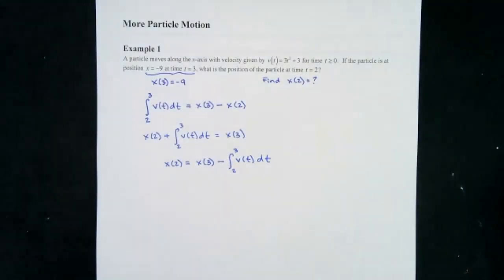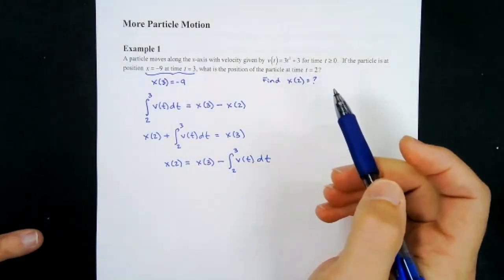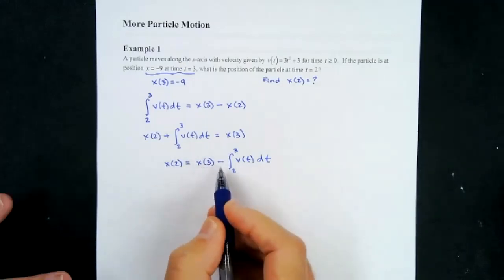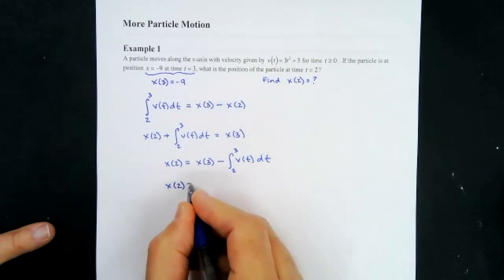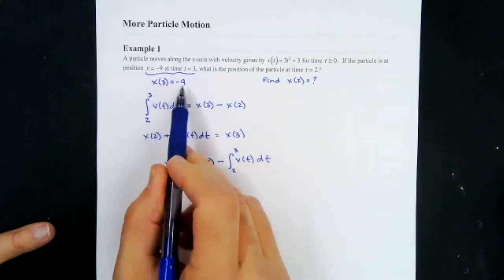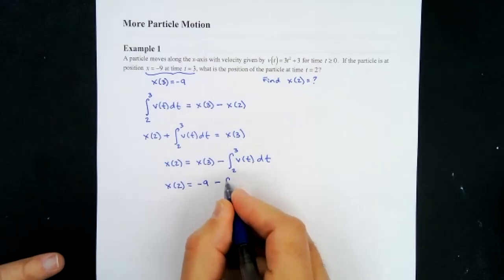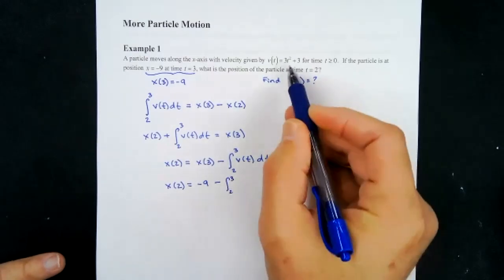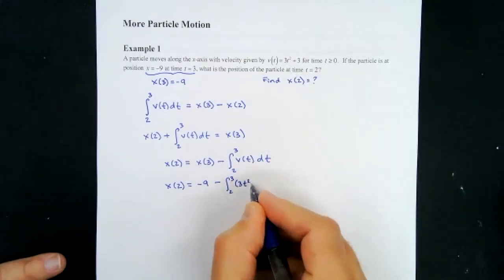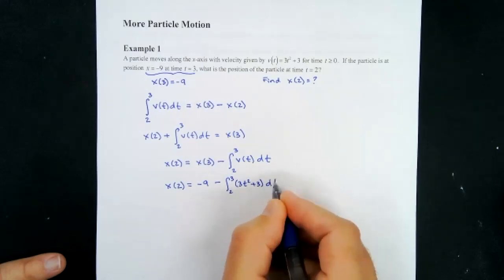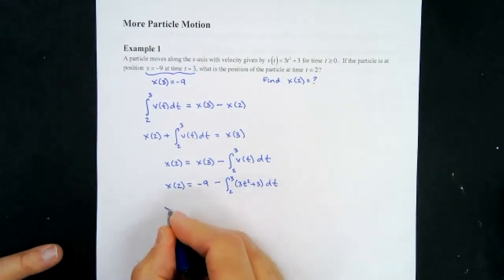And so what is v of t? Well, v of t is this function 3t squared plus 3, which is going to be a pretty easy integral to take. What I'm going to do next is replace everything. So this is going to be x of 2, that's what we're actually trying to find. And I know x of 3 from up here is equal to -9. And then we want to subtract this integral from 2 to 3 of v of t. Now I'm going to write in the function, 3t squared plus 3, and then we need to remember our dt here. So the antiderivative of this, we've got to find that.